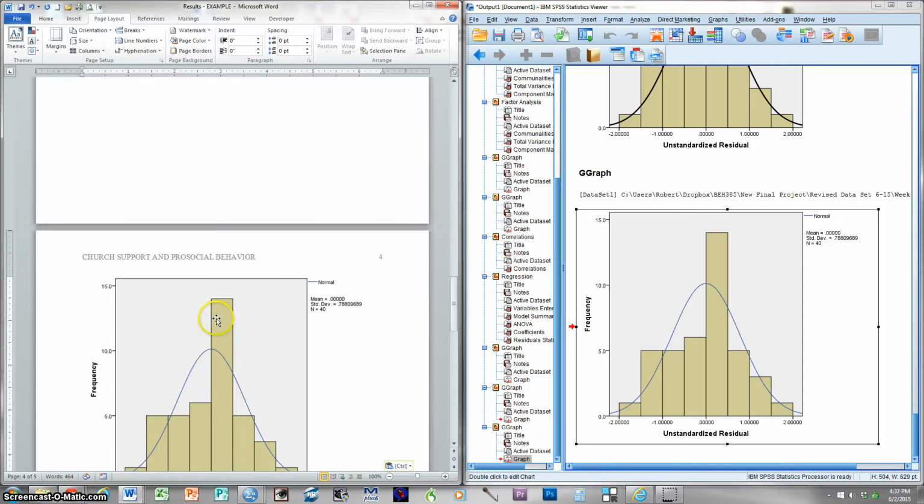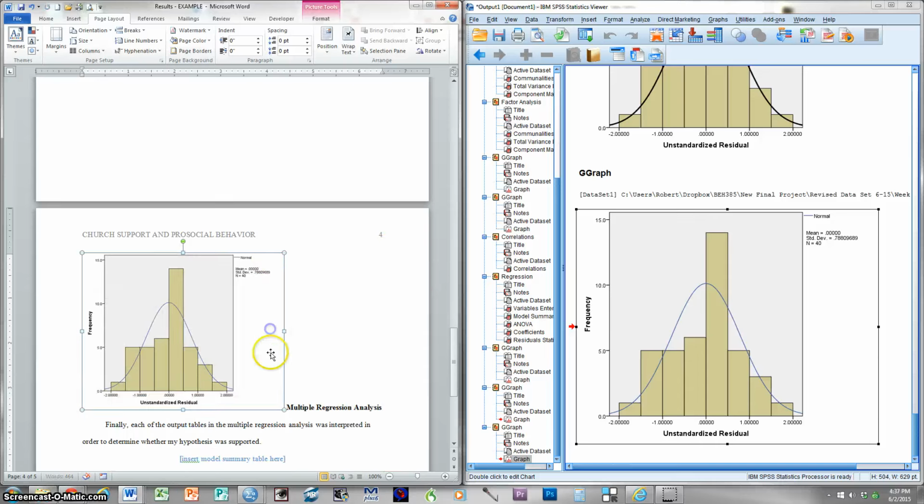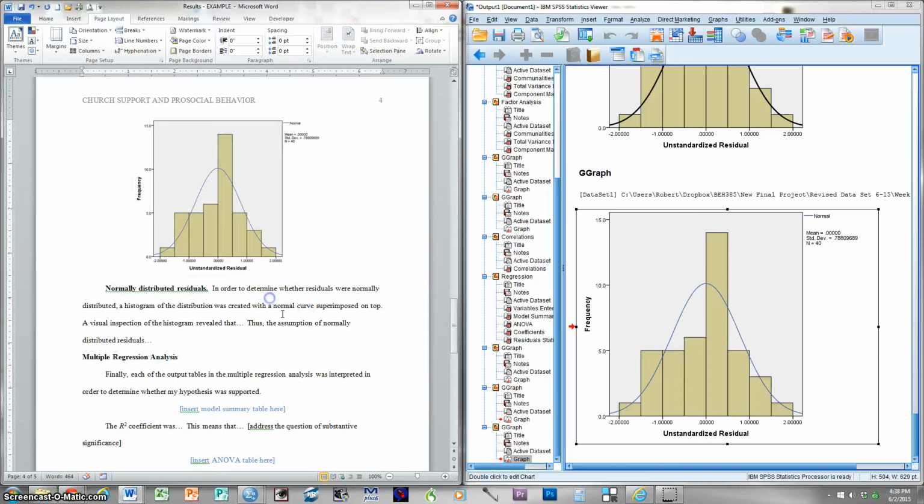And here we are. Okay, so what we'll need to do is adjust this so they show up on the page together. There we go. So in order to determine whether the residuals were normally distributed, a histogram of the distribution was created. A visual inspection of the histogram revealed that, again, we're going for approximation. It doesn't have to be exactly on the line, but we can see that it does approximate the normal curve, that the residuals were approximately normally distributed. Thus, the assumption of normally distributed residuals was supported.